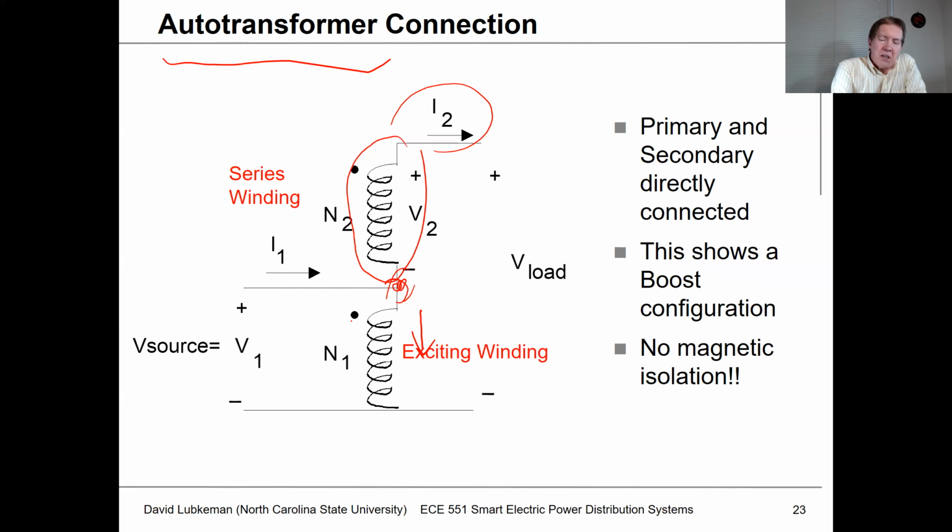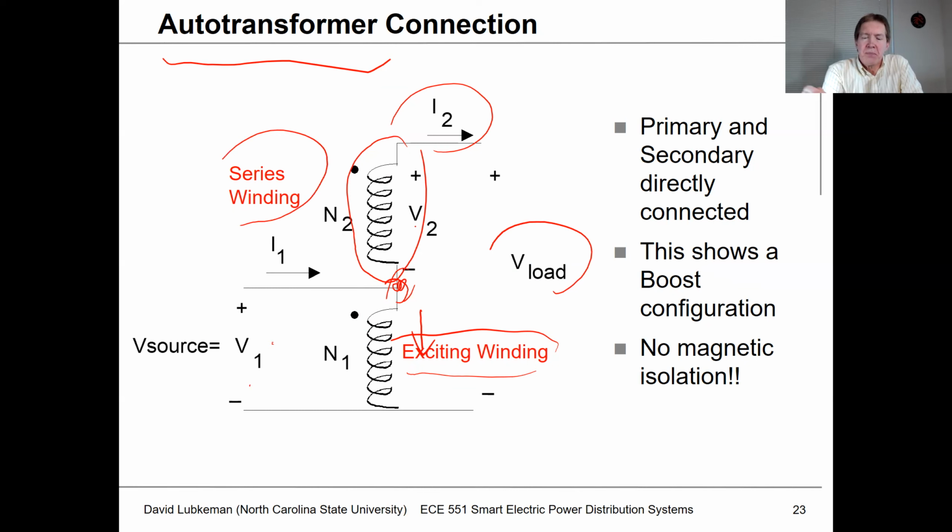This primary winding is a lot of times referred to as the exciting winding or excitation winding. And then the winding on the secondary side is what's referred to as a series winding. Because if I have a voltage V1, then basically the load voltage is going to be V1 plus V2, or you can think about that as a boost, which is going to enable V load to be actually higher than V source. And I could also flip this winding around to get a voltage drop instead of a voltage boost in this case. So note in this case, there's no magnetic isolation like you would have in a regular transformer connection.